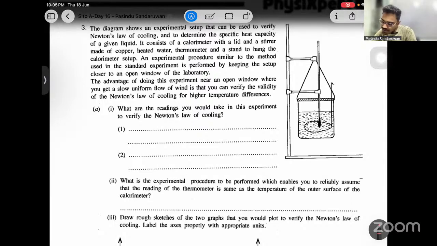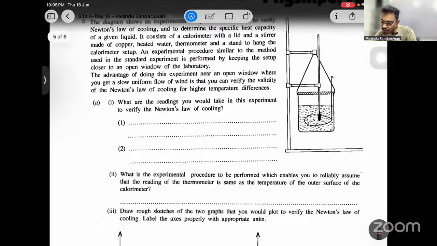The advantage of doing this experiment near an open window, where you get a slow uniform flow of wind, is that you can verify the validity of Newton's law of cooling for higher temperature differences.